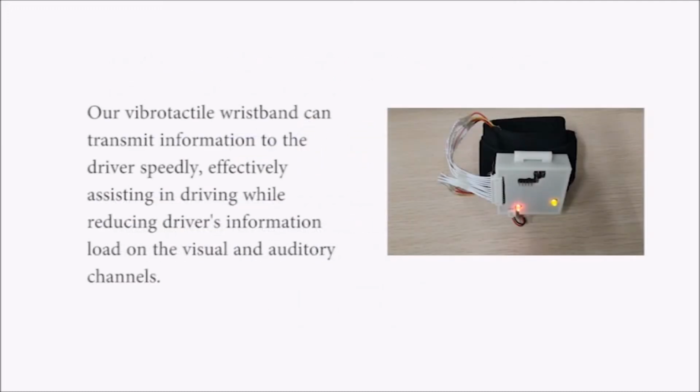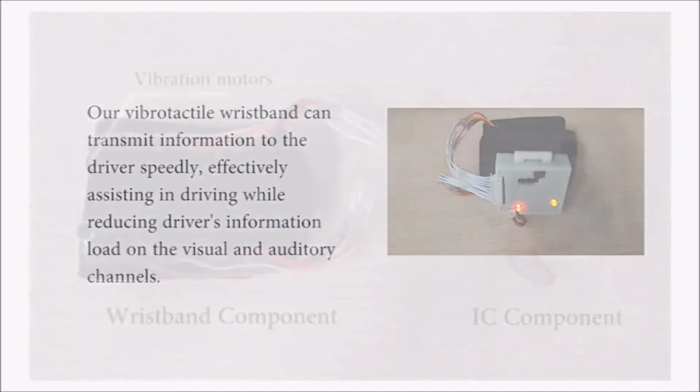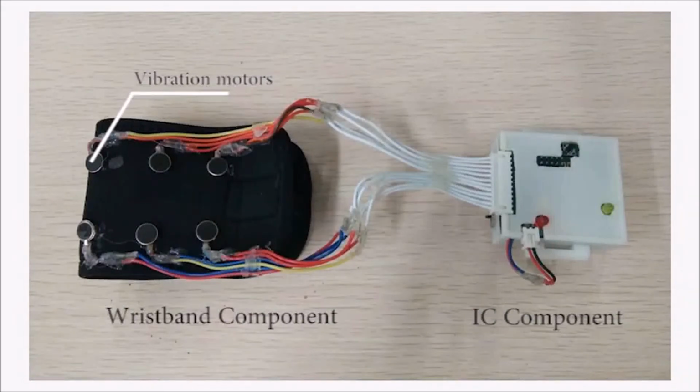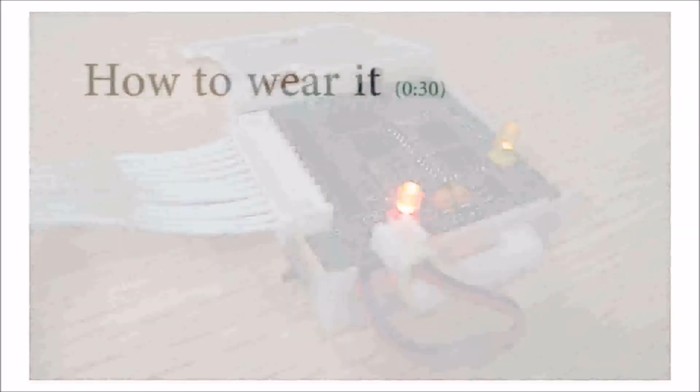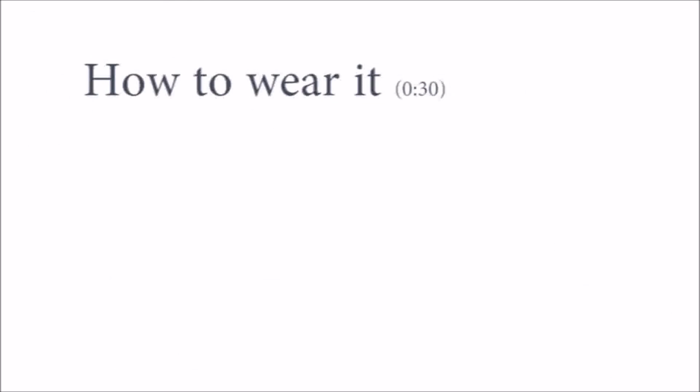Our vibrotactile wristband can transmit information to the driver speedily, effectively assisting in driving while reducing the driver's information load on the visual and auditory channels. The vibroband consists of the wristband part and the IC part. There are 6 vibration motors attached to the wristband. The IC part is composed of a Bluetooth module, MCU module, driver module and power module, which are fixed in a 3D printed box. In this part, we will show how to wear the vibro wristband.